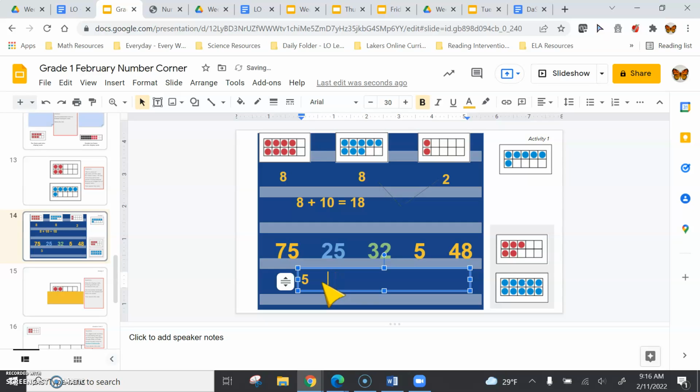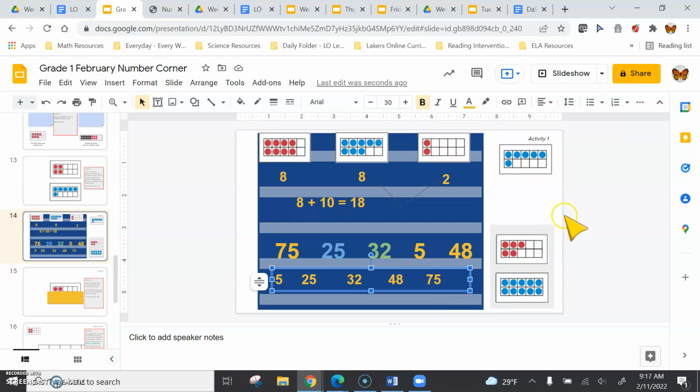25 is our next smallest number. What's our next smallest number? We've used 5, we've used 25. 32, good job. And after 32 would be what number? 48. And then finally, what's the biggest number? 75. Very good. So if we put these numbers in order from the smallest to the largest, it would be 5, 25, 32, 48, and then 75.